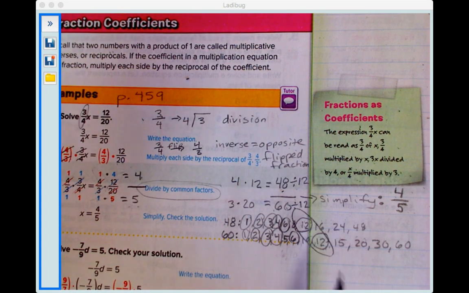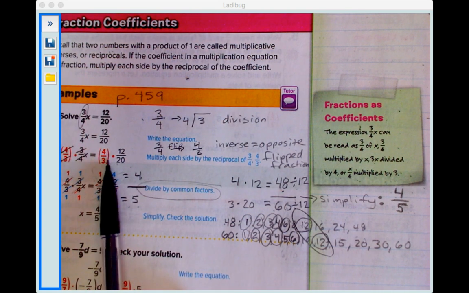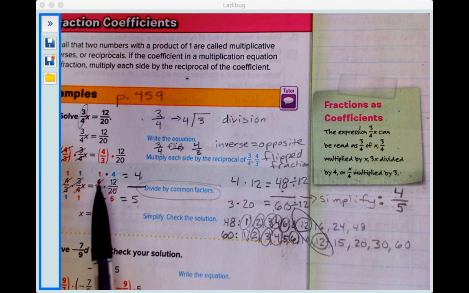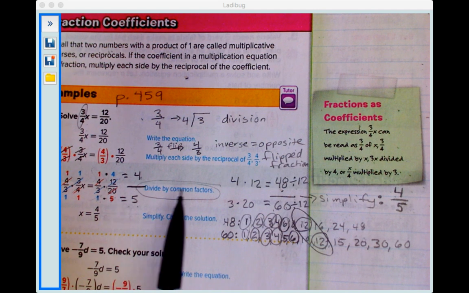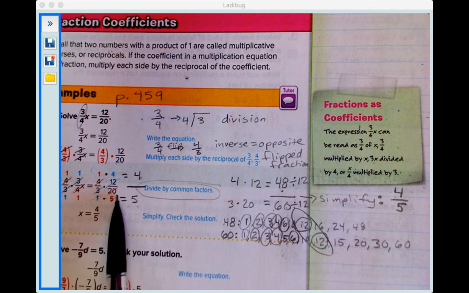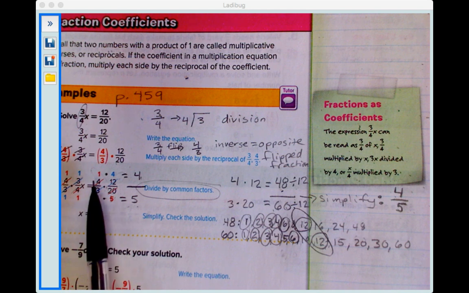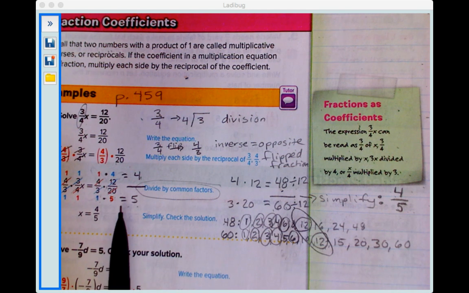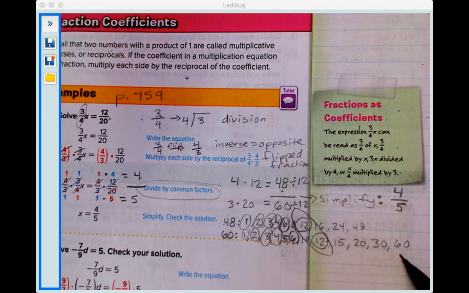There are two ways to do this. You can simplify it early on like they did. 12 divided by 3 is 4. 3 divided by 3 is 1. 20 divided by 4 is 5. 4 divided by 4 is 1. And then multiply. Or you can do it this way. This way does take longer, but if you understand it better, use the way you understand first.